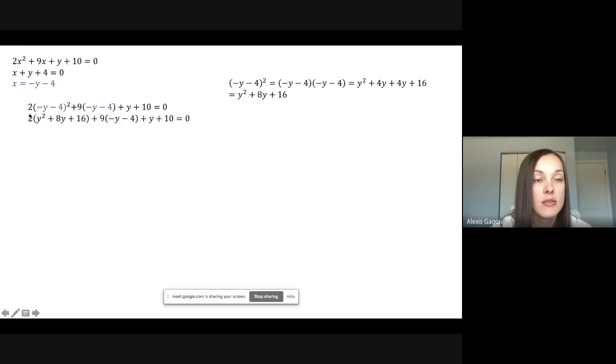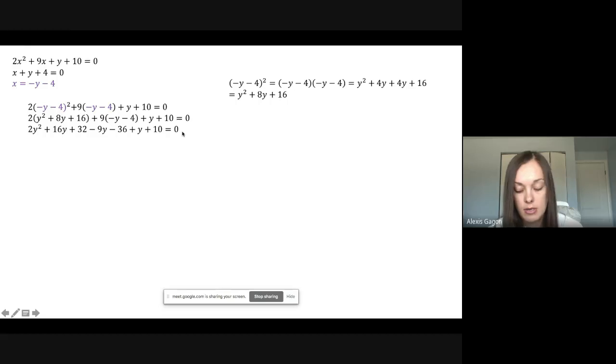Then it looks like we have some things that we can distribute. So this is just solving equations now. So we can distribute that. That's going to be 2y squared plus 16y plus 32. And then 9 times negative y is negative 9y. 9 times negative 4 is negative 36, plus y plus 10 equals 0.